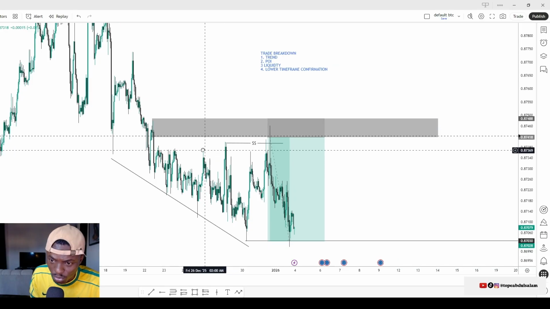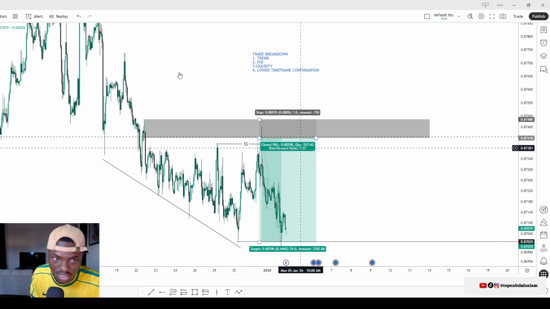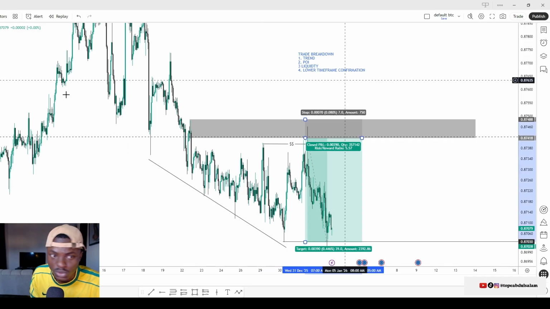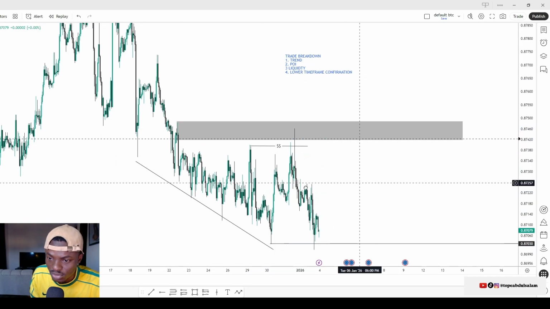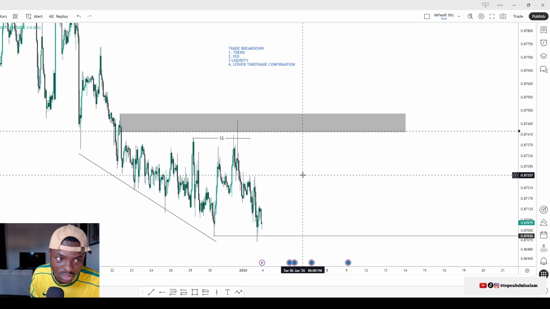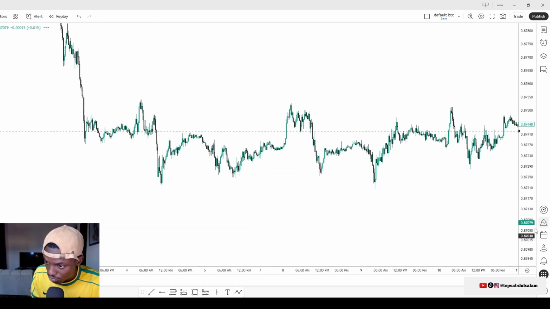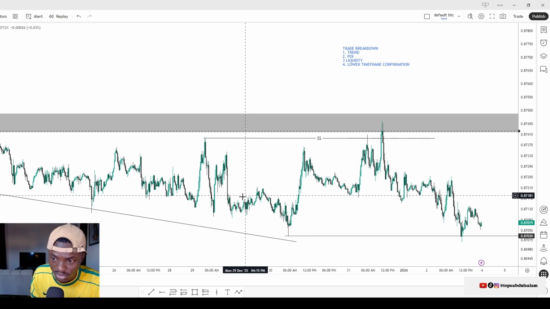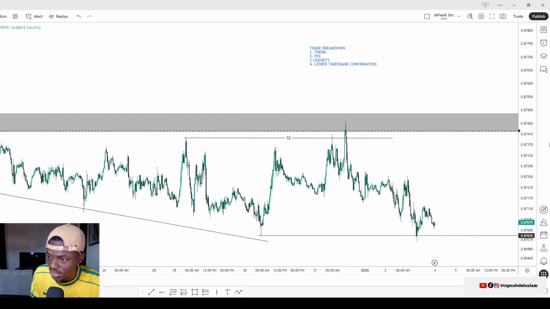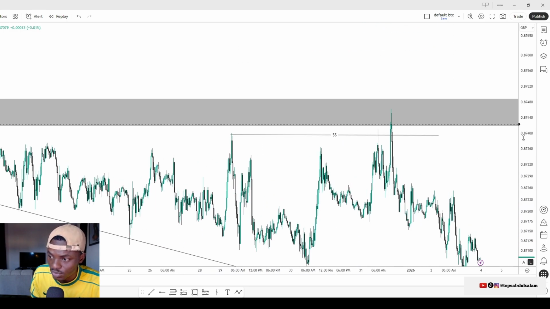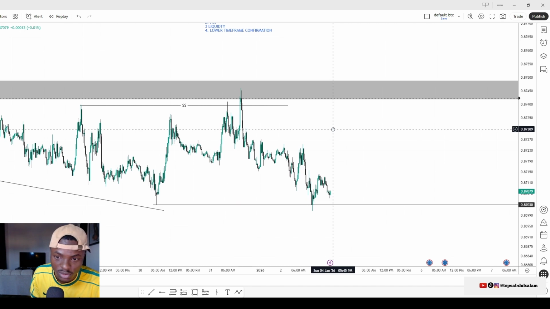So what was I looking for? The lower time frame. Let me remove this quickly so you can see what I look for. So I dropped down to the lower time frame, which I like to take my trade from. And this is how the lower time frame looks. So on the lower time frame, we have something like this from this area.